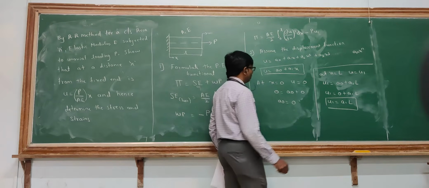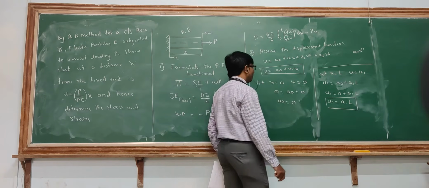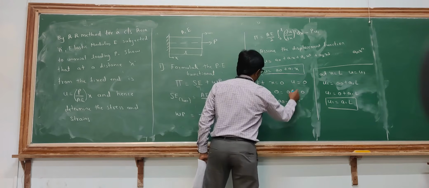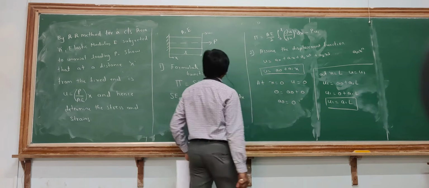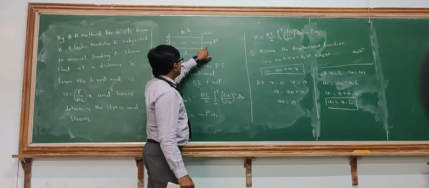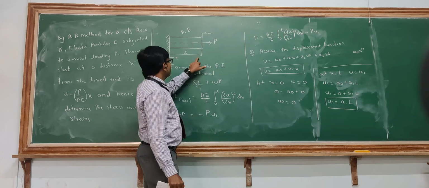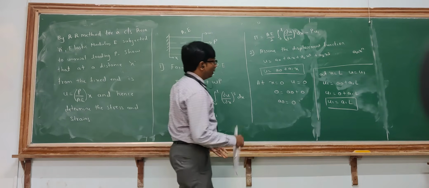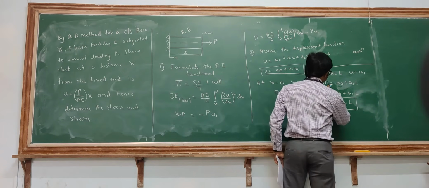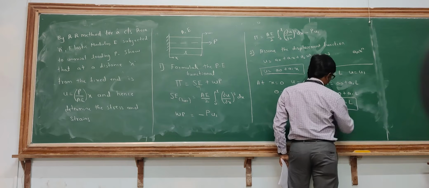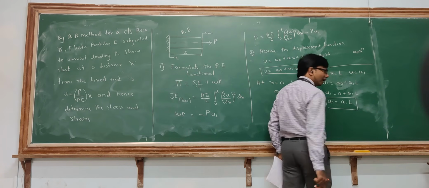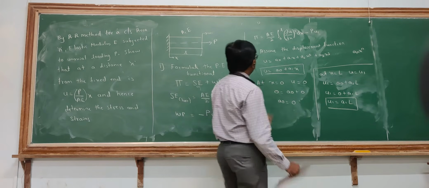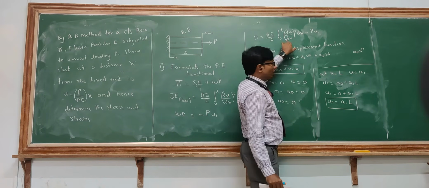Now we have calculated what is A naught by applying the boundary condition that at x is equal to 0, u is equal to 0. So if I apply that, I get A naught is equal to 0. Once again, if I take the other boundary condition at x is equal to L, u is equal to u1. There is a displacement because of the application of the load. So I get u1 is equal to A naught plus A1 L. With respect to this, u1 will be A1 L. Now we will be substituting these values in the potential energy functional equation.